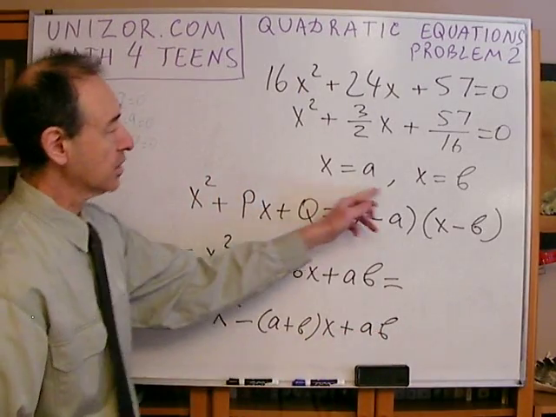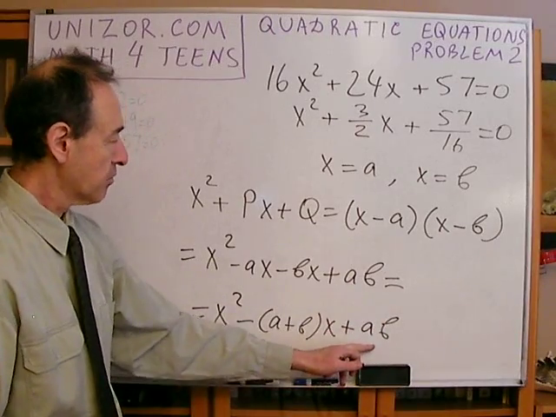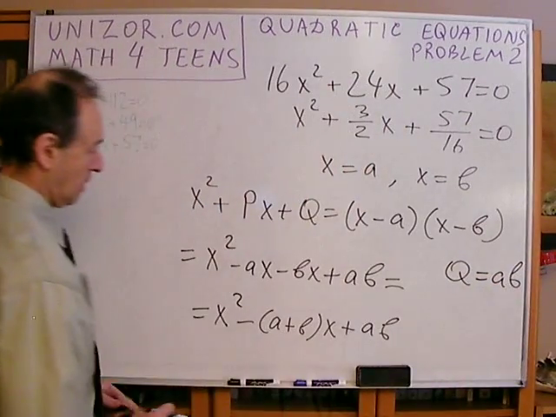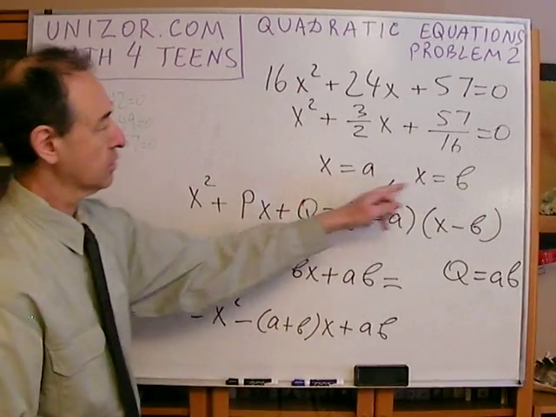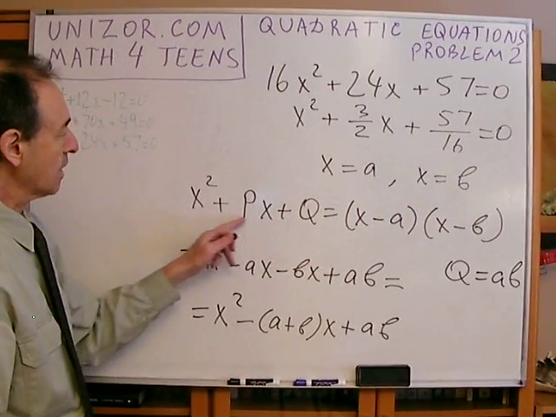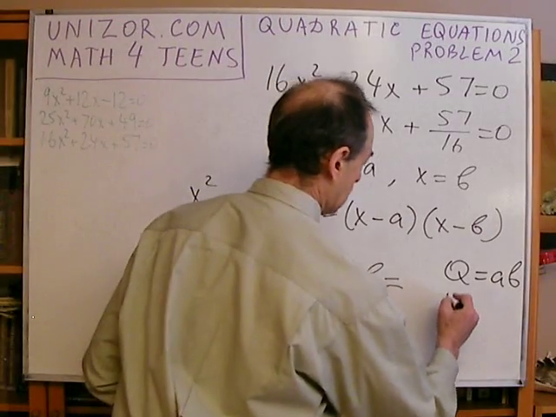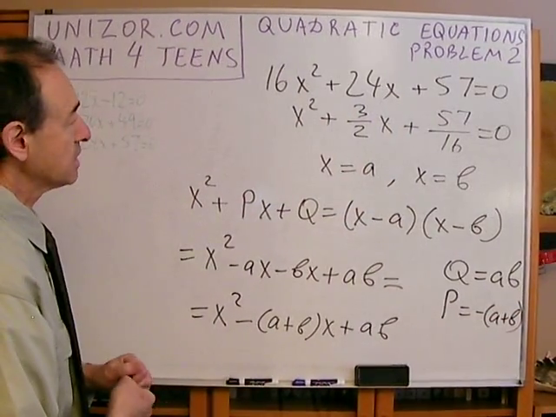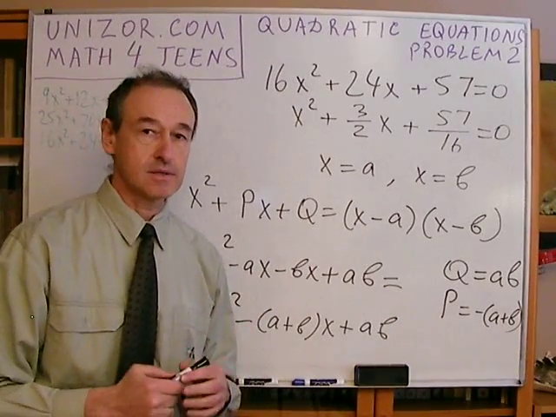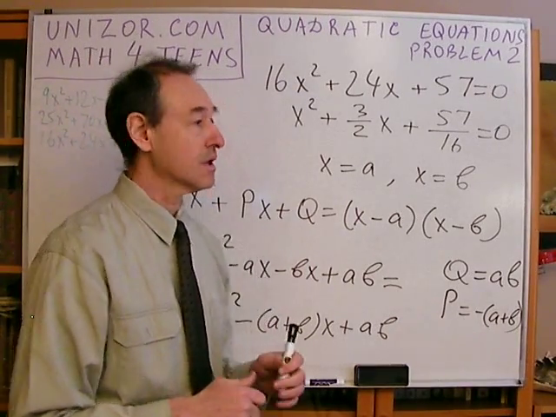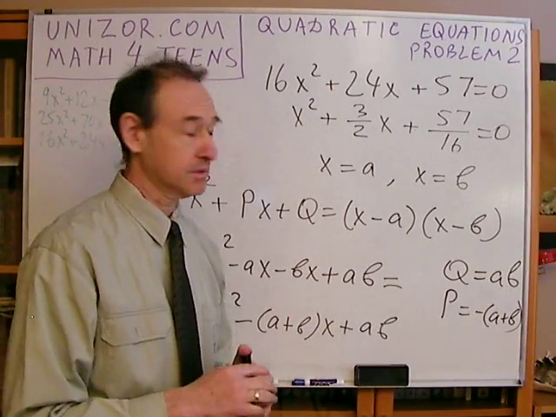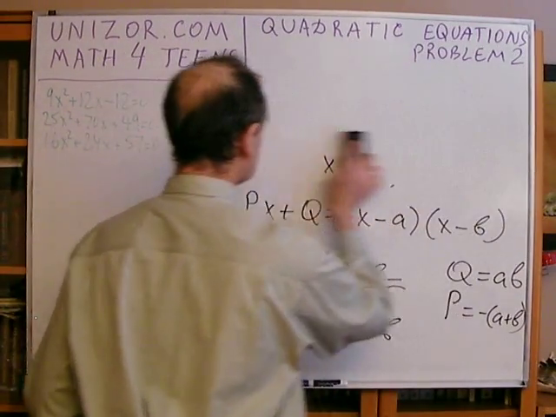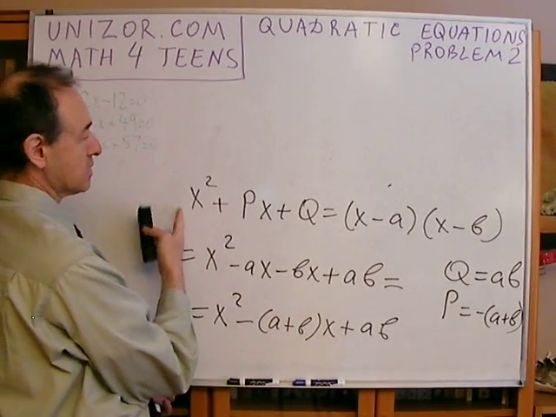As you see, the product of these two is equal to the free member, q. So q is equal to ab, and the sum of these two solutions gives you the second coefficient, but with an opposite sign. So p is equal to minus (a plus b). Well, what it means is that sometimes you can even guess solutions to a quadratic equation if the equation is simple enough. Now, I'm talking only about equations with one as the coefficient of x squared.